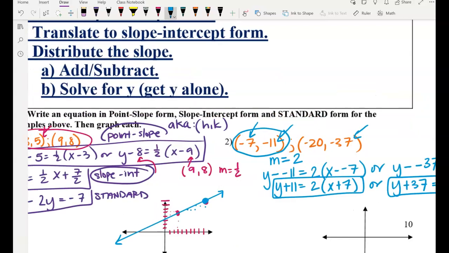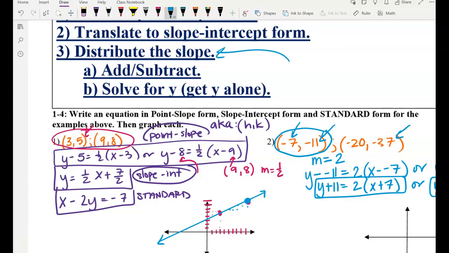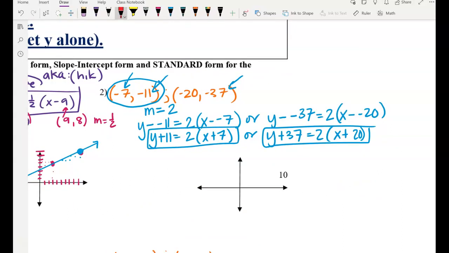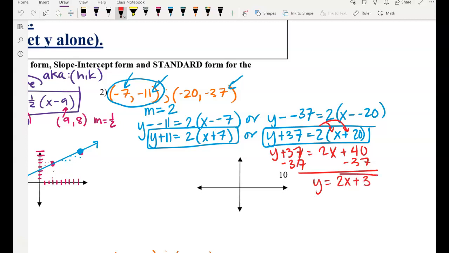From there, according to your guidelines, you're going to distribute and then get y by itself. So either one's fine. Since I have more space to the right, I'm going to distribute this. So y plus 37 equals 2x plus 40. Then get y by itself. So now y equals 2x, 40 take away 37 is now a positive 3. So students, this is your slope intercept form. Okay, box that up.